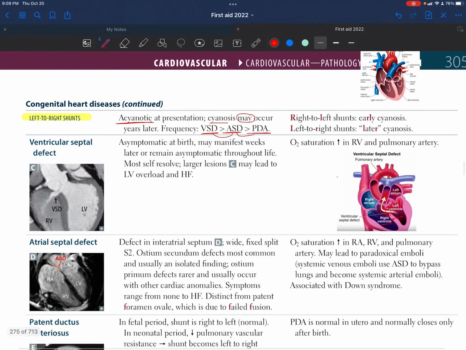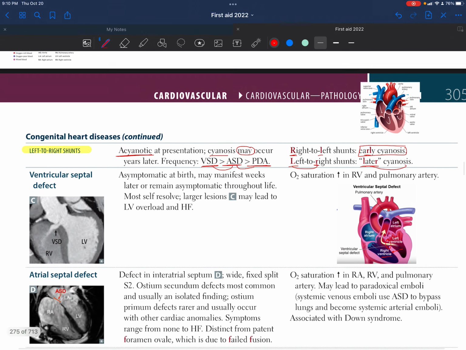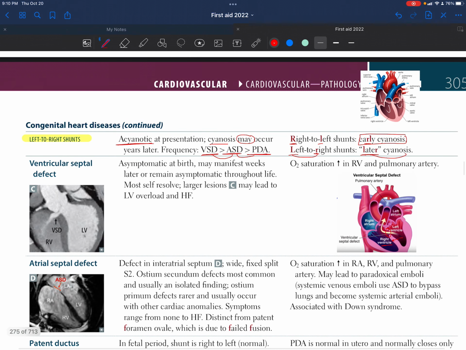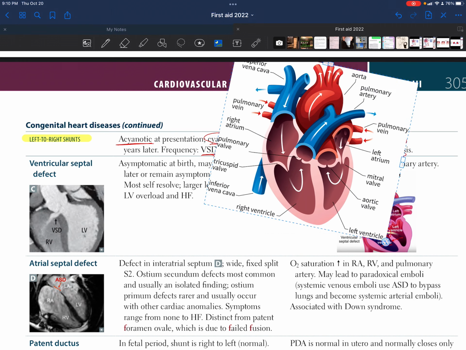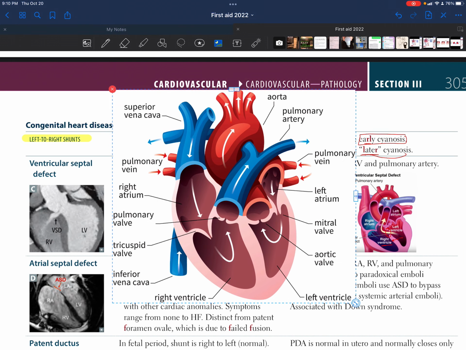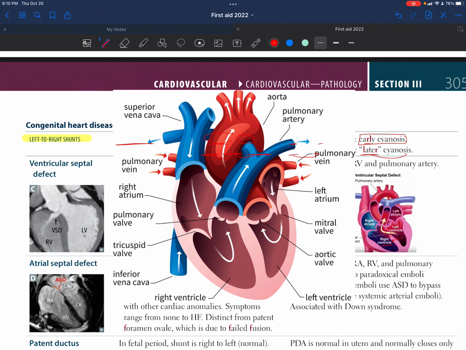So a way to memorize it is that R to L, that is the early cyanosis, and then L to R, that is the later cyanosis. So basically, the idea of cyanosis is pretty simple. If we look at this image here, let's just make it bigger, and there you go.